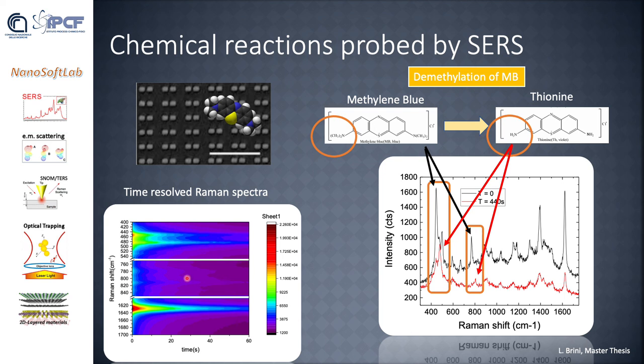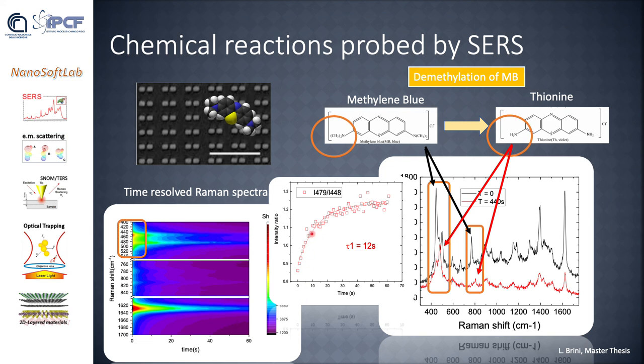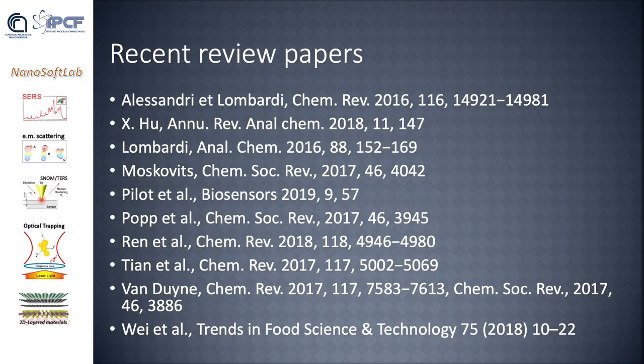Of course, we can fit the peaks, calculate the intensity, and for example, report the ratio between the 479 and 448 modes to evidence and characterize the time scale on which the chemical reaction occurs. Here it is of the order of 10 seconds. Density maps are a very powerful tool to visualize SERS data and to correlate the intensity dynamics of different vibrational modes when some chemical reaction or some spectroscopy-induced molecular change is involved. In this slide, you can find some of the most recent review papers on this argument.